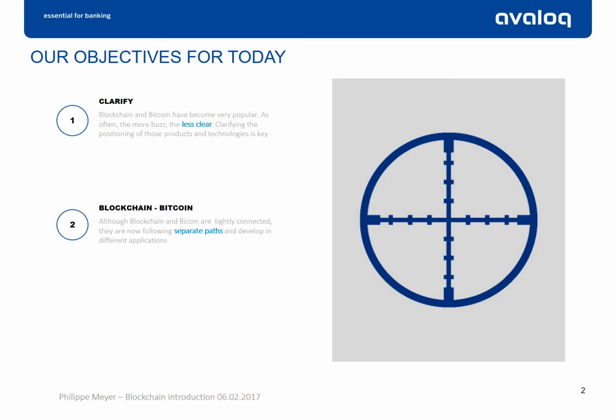Blockchain and Bitcoin. Blockchain was originally created through Bitcoin, but now those two technologies tend to follow separate paths. While Bitcoin develops as a more and more popular cryptocurrency, blockchain technology is expanding in supporting an increasing number of use cases.